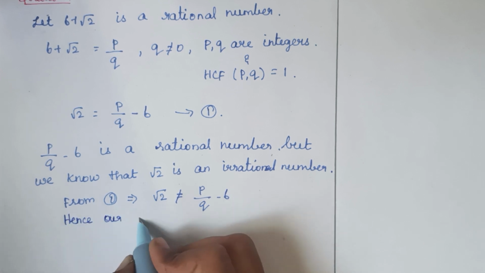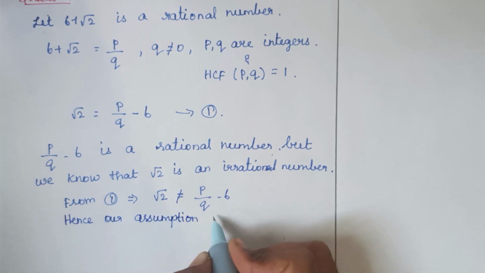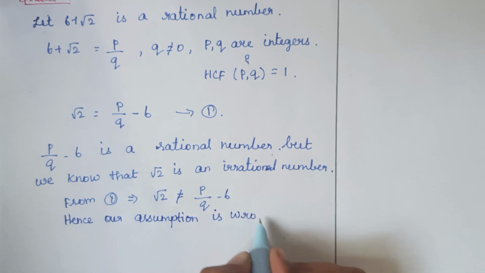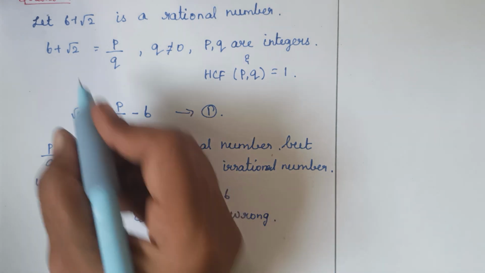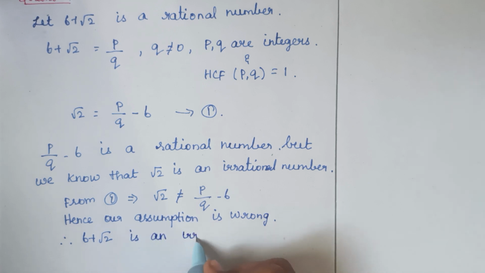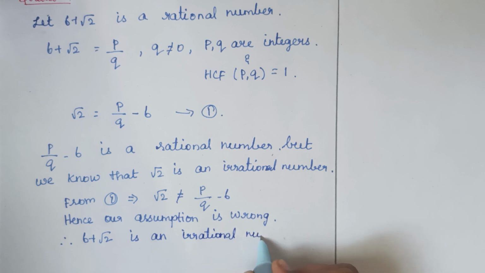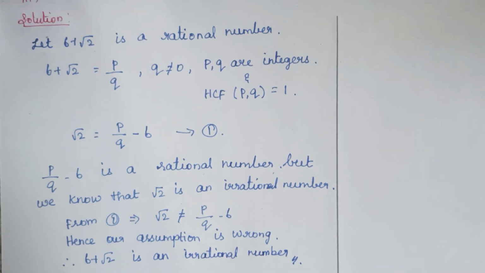Hence our assumption is wrong. Therefore 6 plus root 2 is an irrational number. Okay, hence it is proved. Thank you.